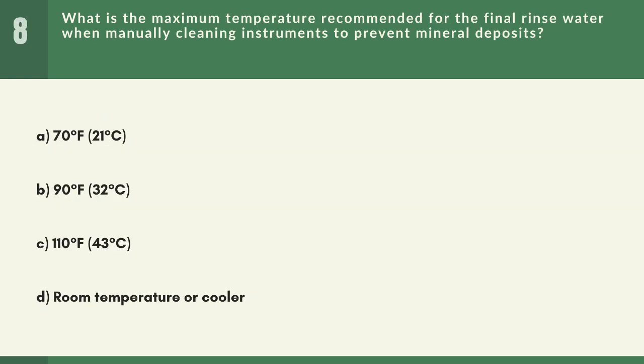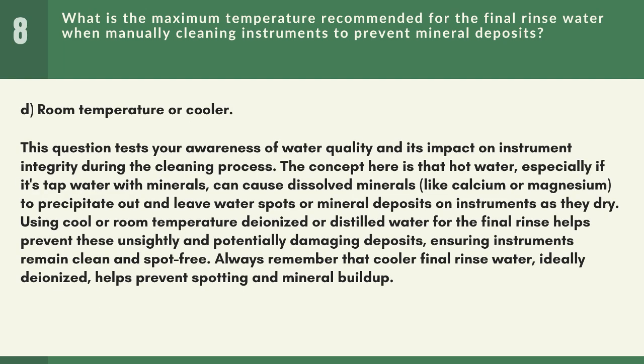Question 8. What is the maximum temperature recommended for the final rinse water when manually cleaning instruments to prevent mineral deposits? A. 70 degrees Fahrenheit, 21 degrees Celsius. B. 90 degrees Fahrenheit, 32 degrees Celsius. C. 110 degrees Fahrenheit, 43 degrees Celsius. D. Room temperature or cooler. Answer: D. Room temperature or cooler.